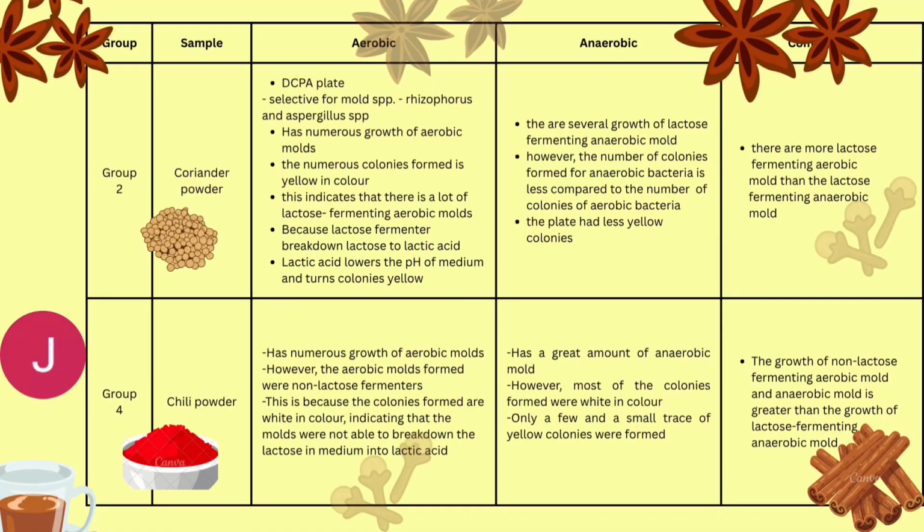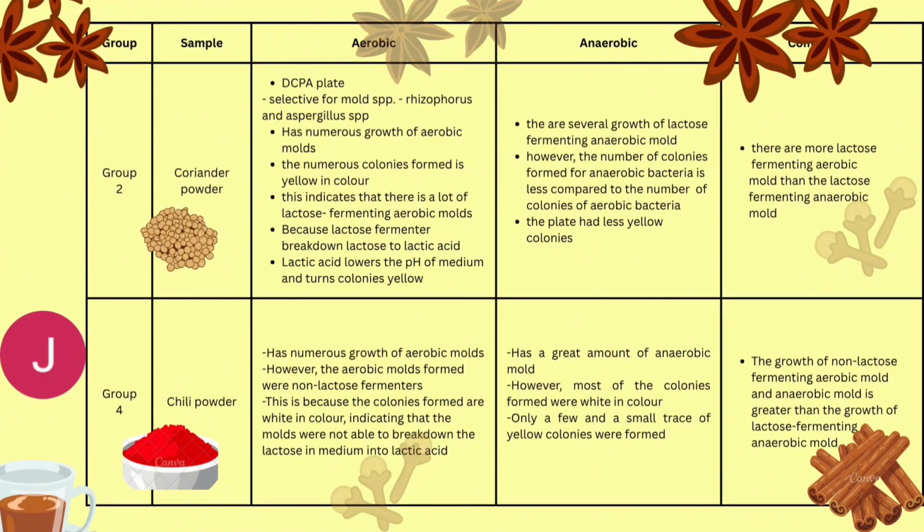Now I will compare the results among microbial growth for aerobic and anaerobic microbes in variety of spices in DCPA plate. The DCPA plate is a selective plate for most molds such as Rhizopus and Aspergillus species. Then the group 2 result, which involves coriander powder sample, it has numerous growth of aerobic molds. The numerous colonies formed are yellow in color, and this shows that there is a lot of lactose fermenting aerobic molds in the coriander powder, because the lactose fermenter can break down the lactose into lactic acid, and the lactic acid will lower the pH of the medium, causing the colonies to turn yellow.